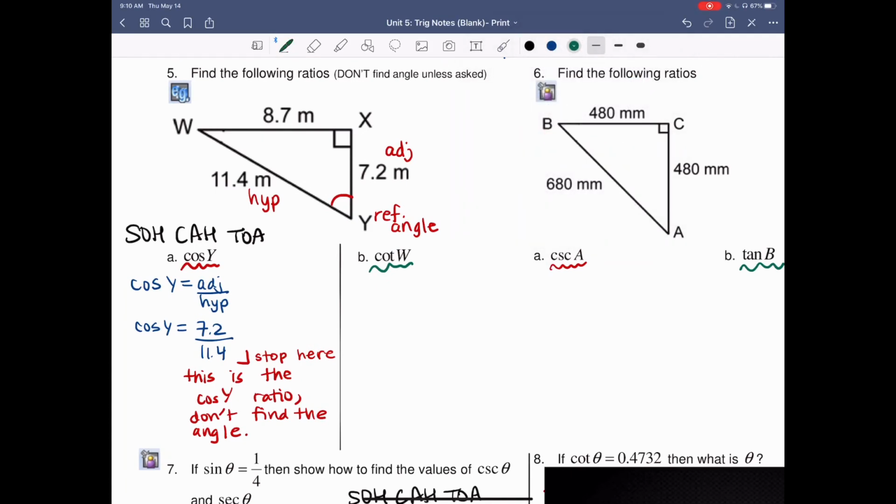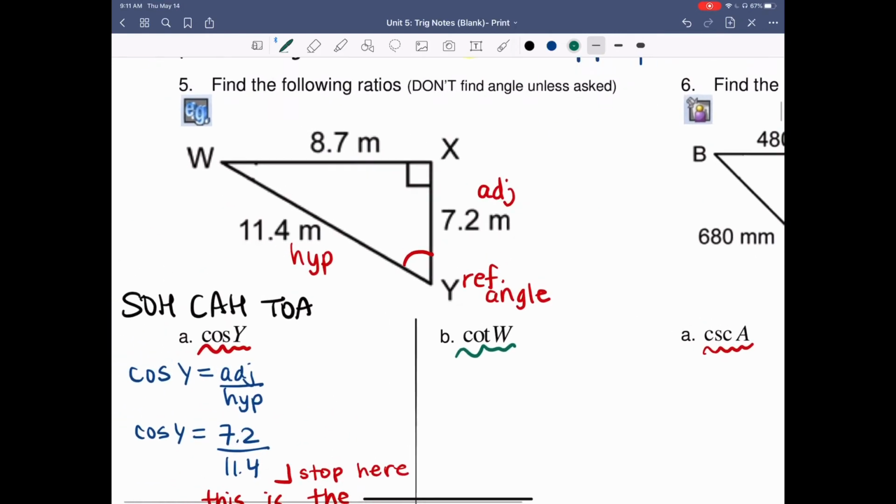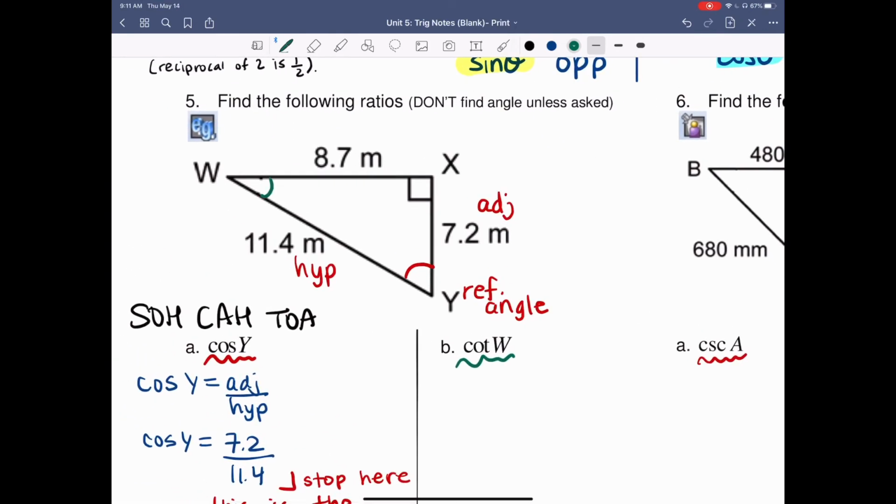Right, so for the next one, part B, you have cotangent of angle W. I'm going to start labeling with green. So that is my reference angle. And so the 8.7 is my adjacent side because it is a side that is right next to that angle and it's touching that angle.